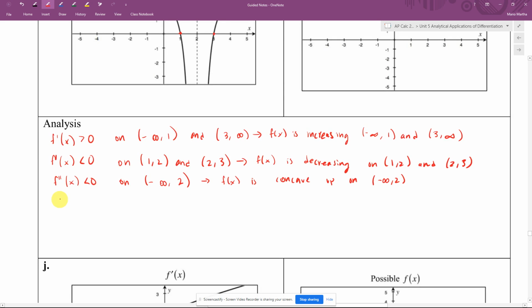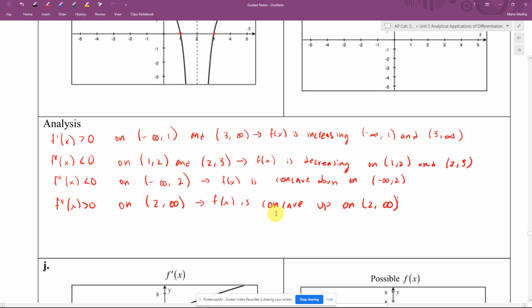And then also we're going to see that f double prime of x is greater than 0 on the other interval, from 2 to positive infinity. And again, this implies that, sorry, this is not concave up. This is concave down. So when f double prime is negative, it's concave down. My bad, sorry. So f of x is concave up because f double prime is positive. So it's concave up on the interval from 2 to positive infinity.